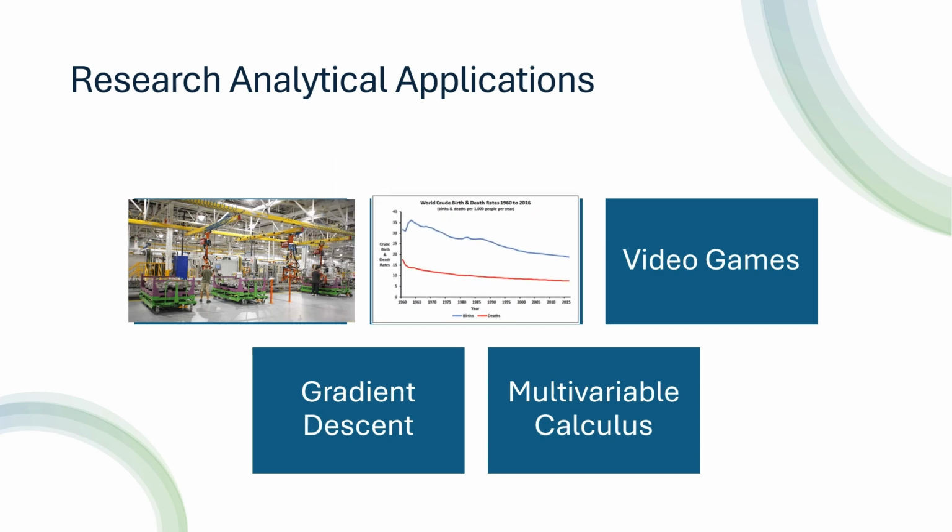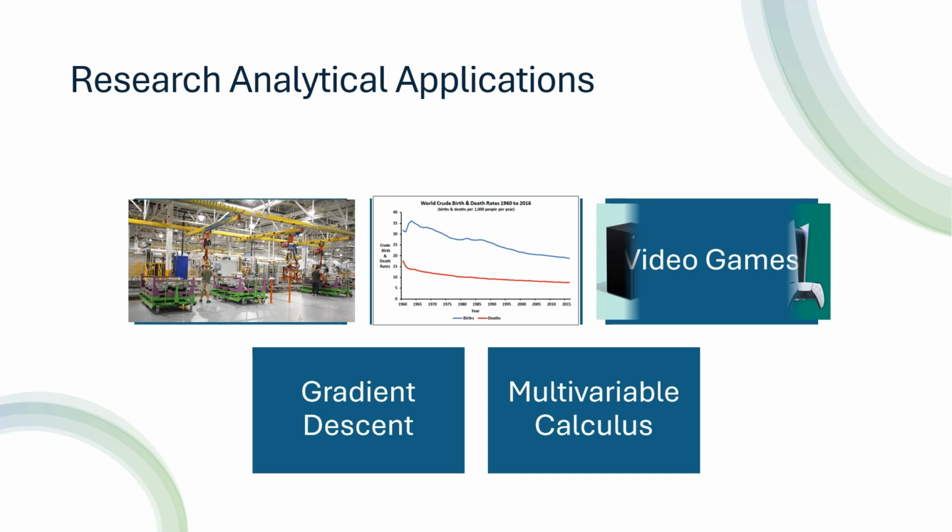Using birth and death rates, we are also going to predict population changes. For both video games and animated movies, calculus is used to make 3D models and animations. We also have gradient descent, which is an algorithm that is used to train machine learning models to become more accurate, and multivariable calculus, also for machine learning models so that they can make predictive models.